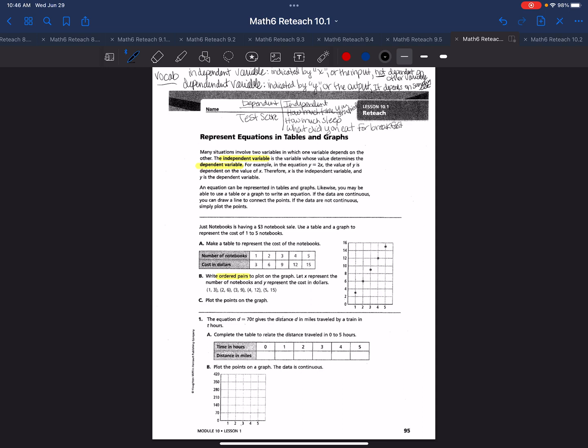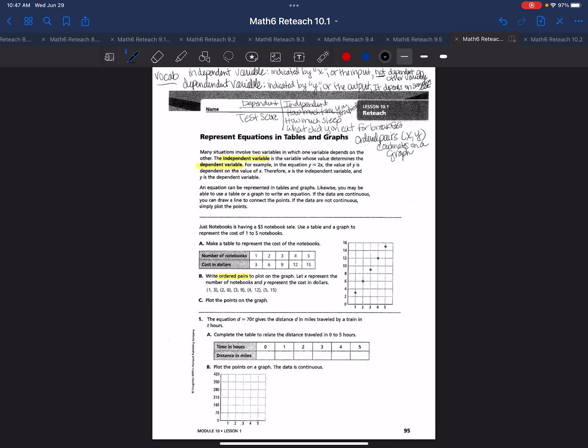Then the third vocabulary for this lesson is ordered pairs. Ordered pairs are x and y. Order matters, so you must make sure that the x comes first. This is how you plot coordinates on a graph, which we will be doing in this lesson. Okay, here we go. I encourage you to pause this video and complete any of these problems on your own first, and then go back and watch the video.